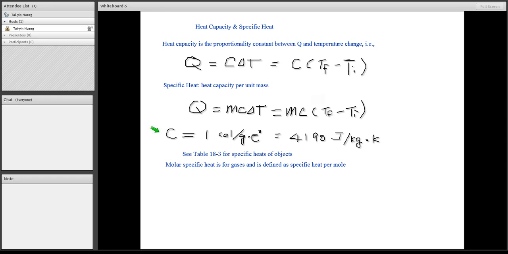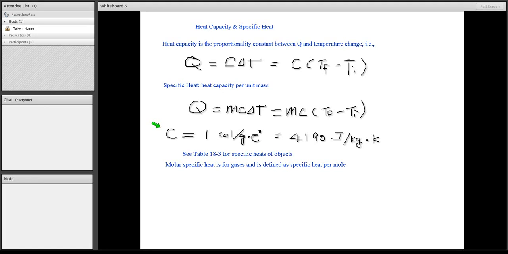So what is the specific heat? You might wonder what is the difference between heat capacity and specific heat? For specific heat we use a lowercase c. For heat capacity we use a capital C, and it is a proportionality constant that depends on the size of the object. The lowercase c, specific heat, does not depend on the size of the object. It only depends on what kind of object we're dealing with.